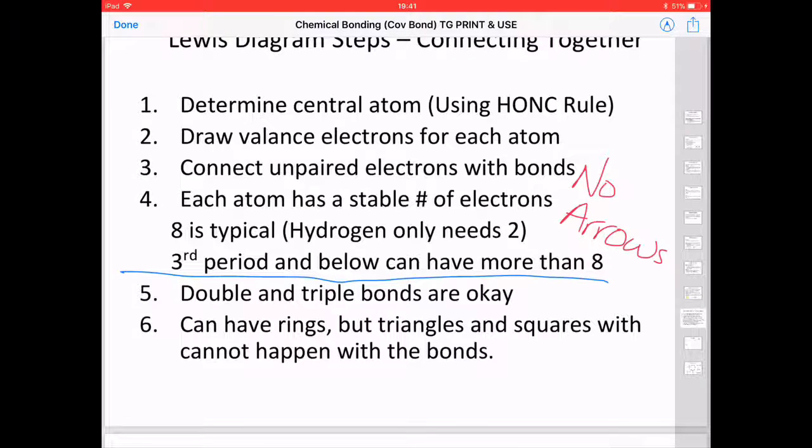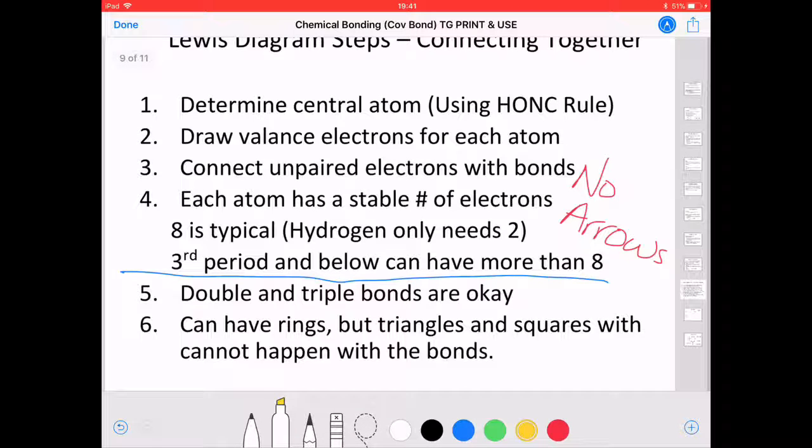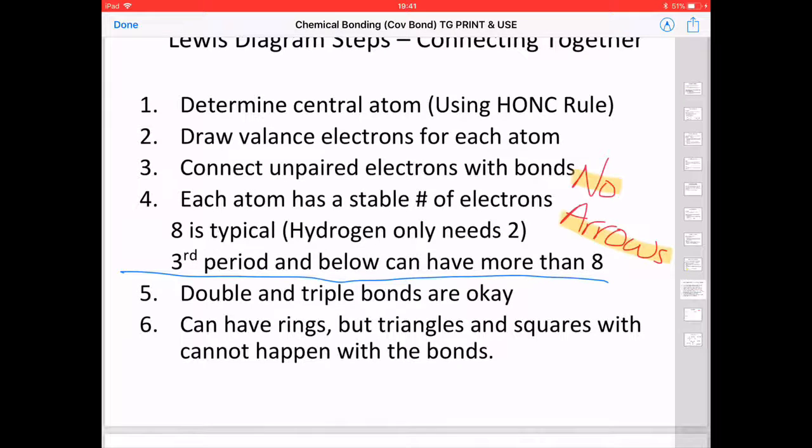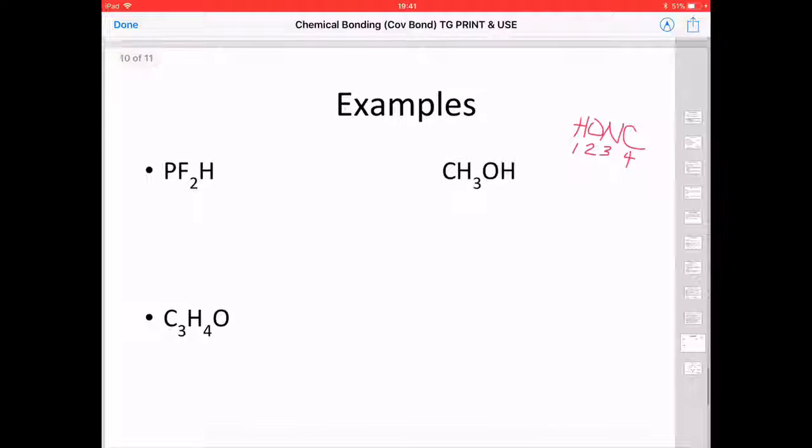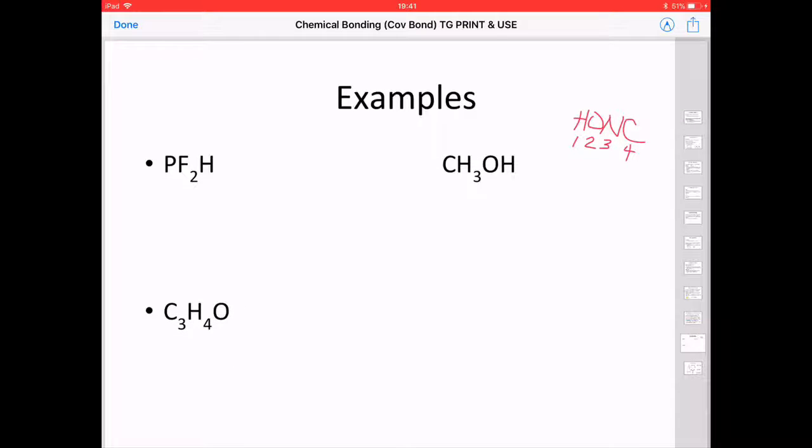The last thing that I want you to know from this slide is, again, a note, but it is probably the most important, and that is that you do not use any arrows when you're connecting atoms with covalent bonds. That's because we're not transferring electrons anymore. We're sharing them. So we're going to use sticks to do that. If you go to some examples here, you can do these on the back side of your note sheet or on a separate sheet of paper, whichever is better for you.